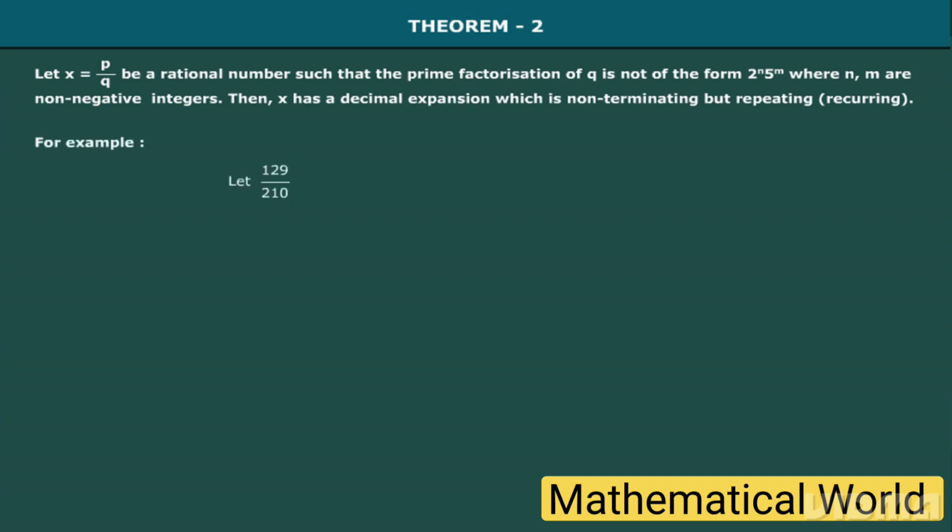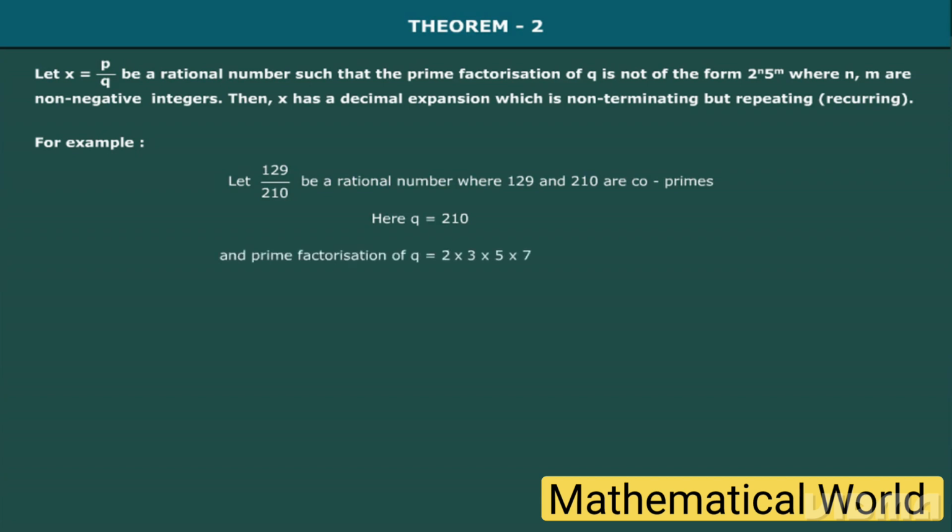Let 129 by 210 be a rational number where 129 and 210 are coprime. Here q is equal to 210, and the prime factorization of q is equal to 2 into 3 into 5 into 7, which is not of the form 2 raised to the power n into 5 raised to the power m. So 129 by 210 has a non-terminating and repeating decimal expansion.